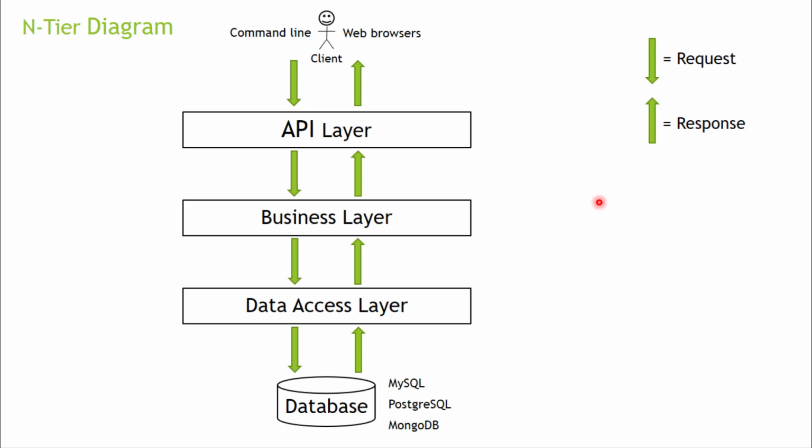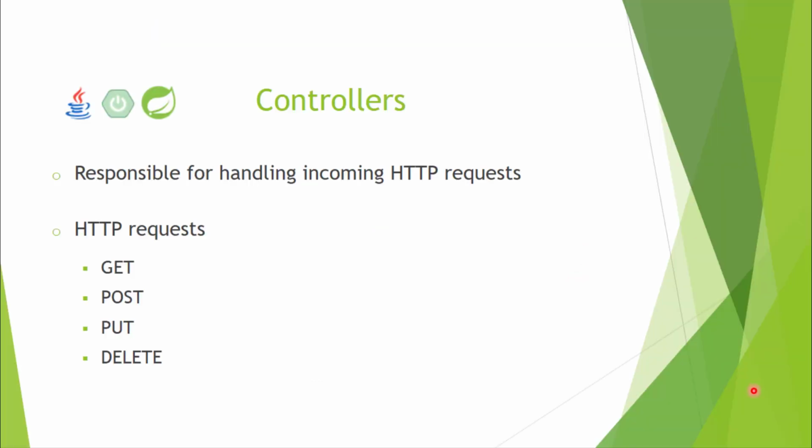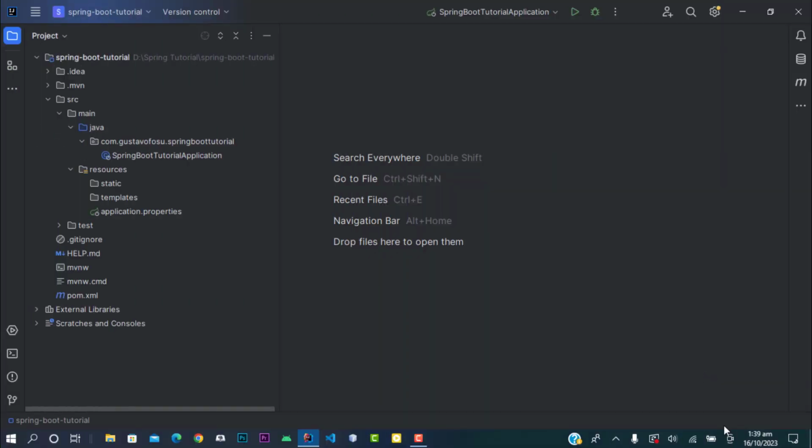To create a RESTful API with Spring Boot, we need to start by building our first controller. In Spring Boot, controllers are responsible for handling incoming HTTP requests. That is, the get, post, put, delete, and then returning the appropriate responses. Let's dive into the code.